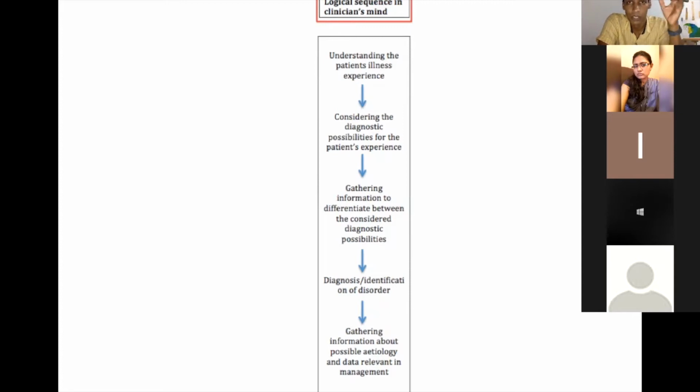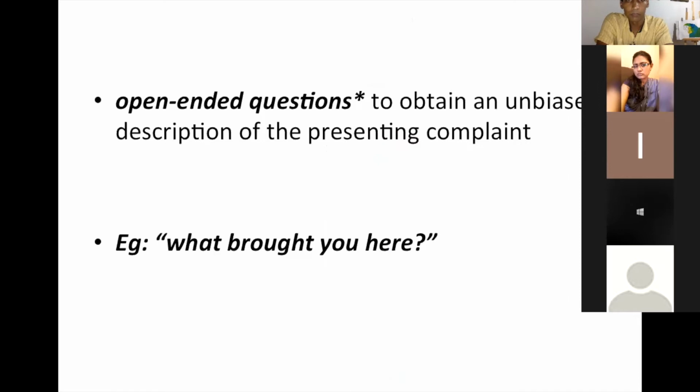That's what we do. This is the logical sequence that we have in mind, and this is what we follow. Now, if we take an example, the first question we ask when we come across a patient is, what brought you here? What brought you to this place, ward or the OPD or wherever? We ask such open-ended questions and invite the patient to come up with their problems.